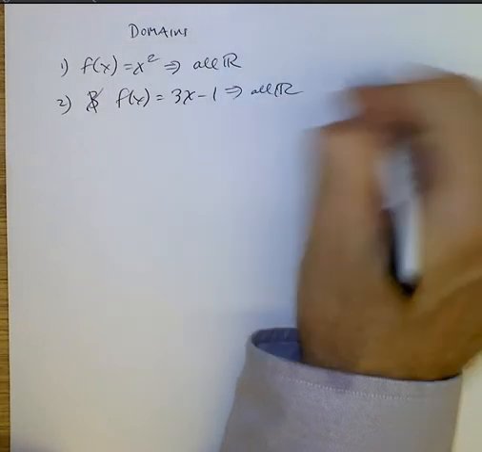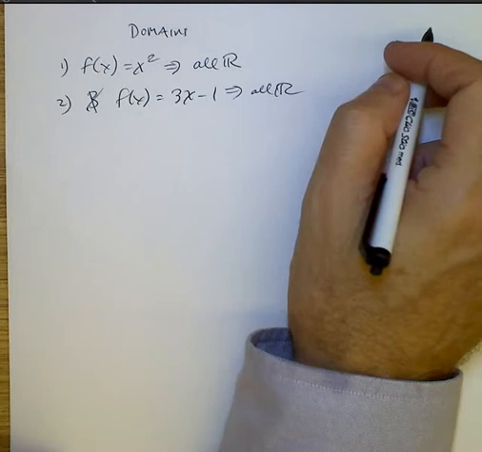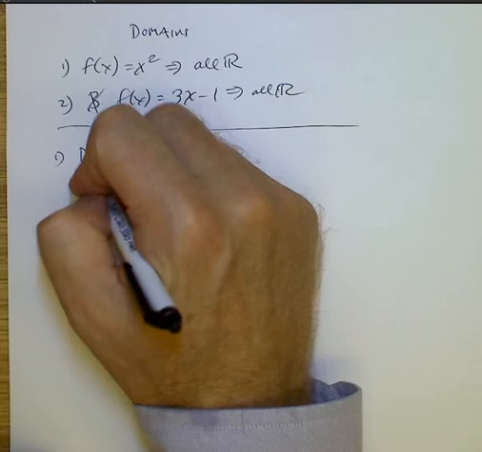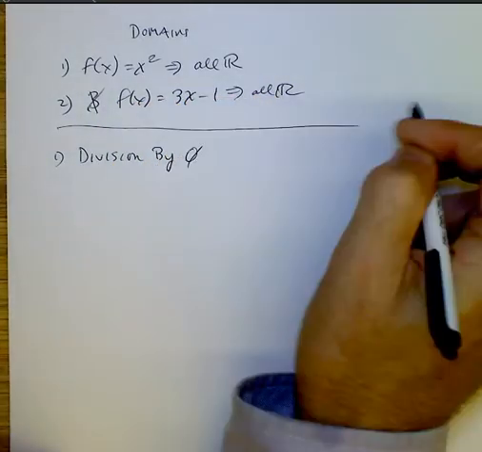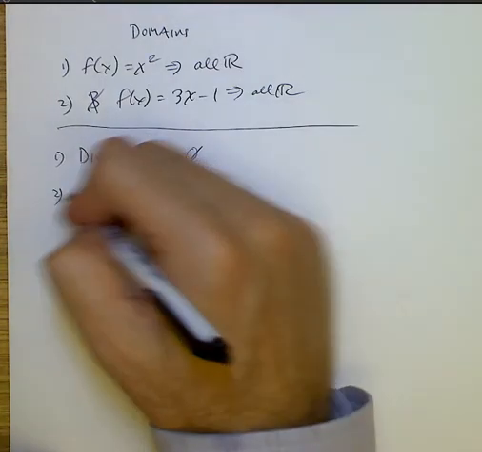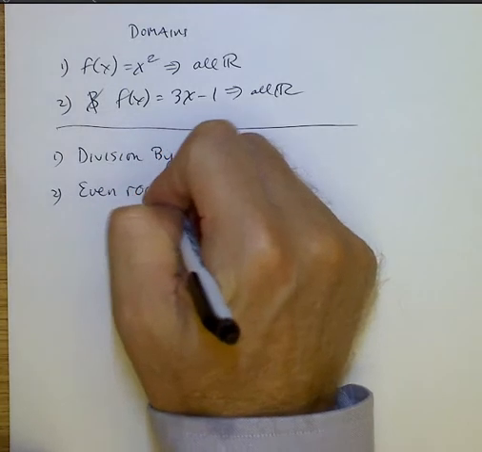But there's two conditions that you need to look at where restrictions come into play. Okay, the first of those is division by 0. Okay, cannot divide by 0. And the second is where you have even roots. All right, let me talk about each of those.